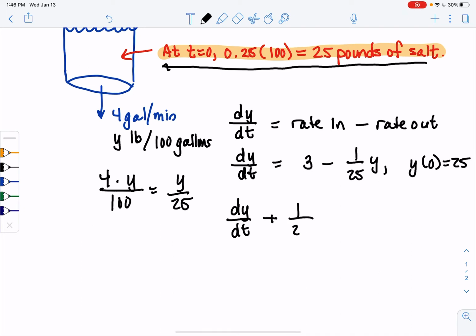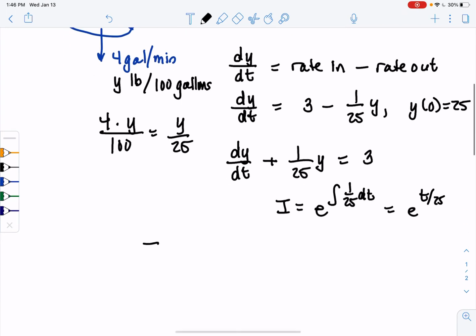So that means I want the dy/dt, the derivative term, and the y term on one side, and I want whatever's left on the right. And that is perfect first order linear form. The coefficient of dy/dt is 1. So that means that the integrating factor is e to the integral of whatever's in front of y. And that's dt because t is the independent variable. So we have e to the t over 25.